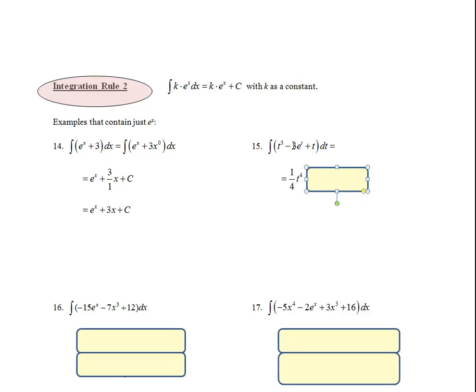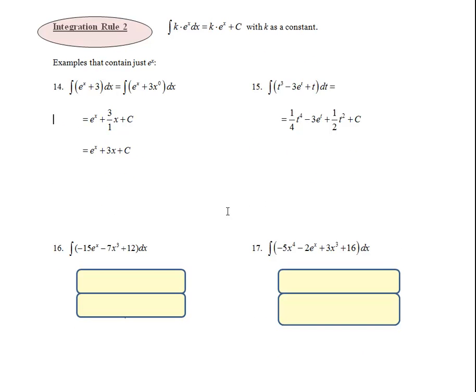Here's an e, so that's going to repeat. Negative 3e to the t. Just not making my box go far enough. Here, this is a coefficient of 1. Exponent is 1. So it looks like I'm going to have a 1 over 2 t to the 2nd, then plus my c. See the next part.